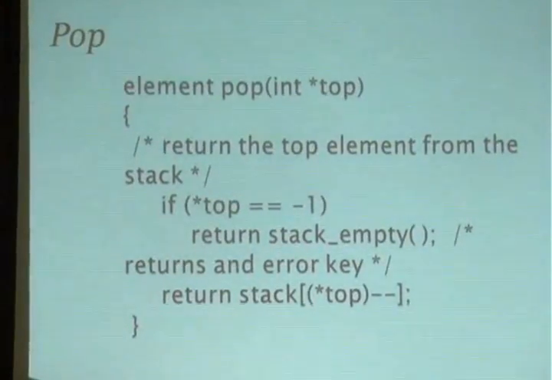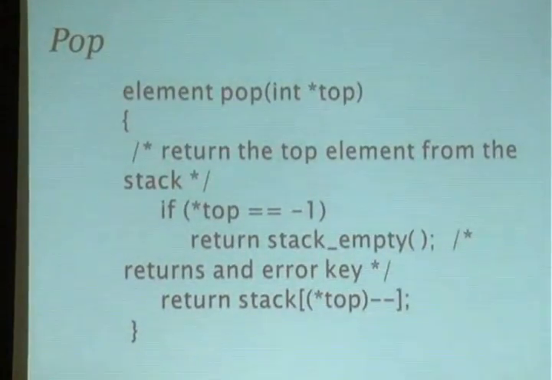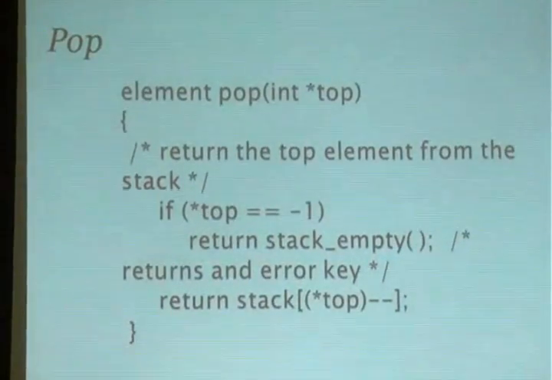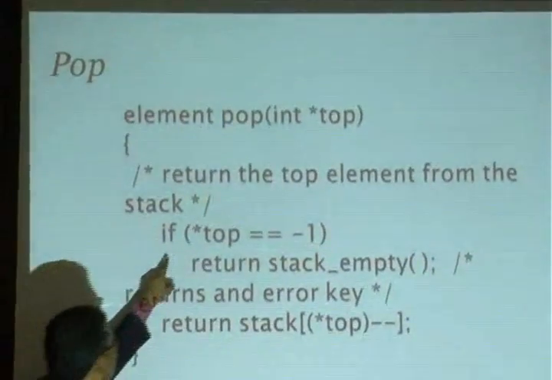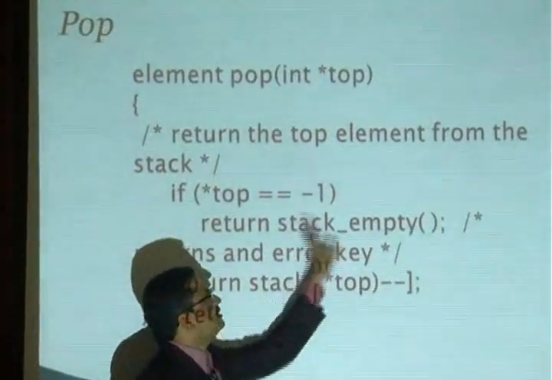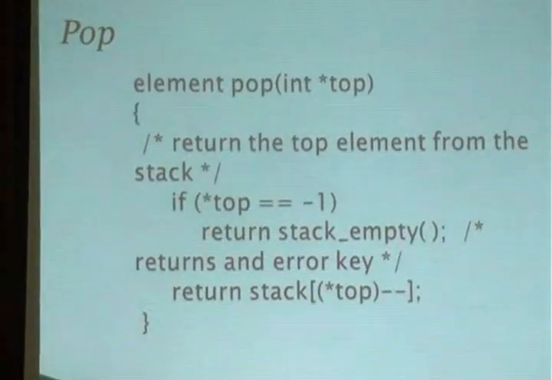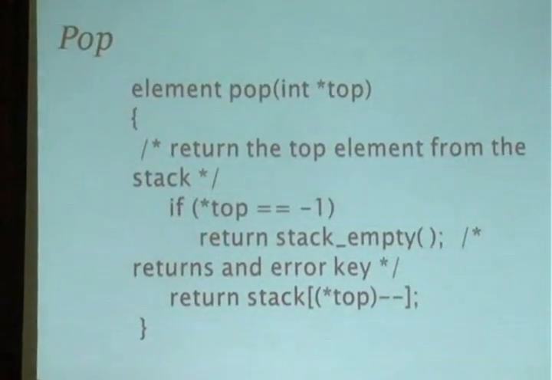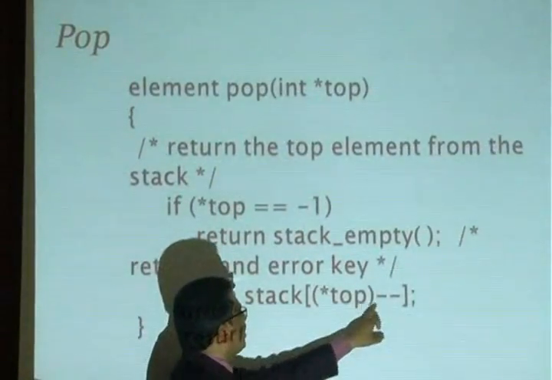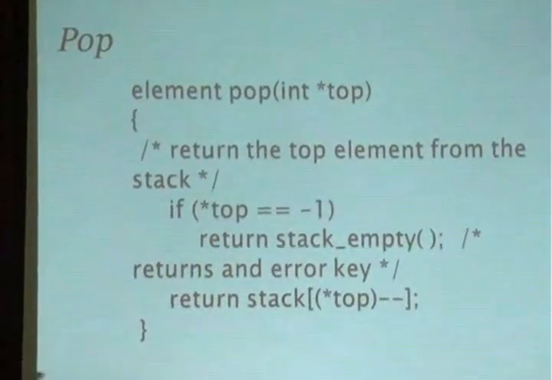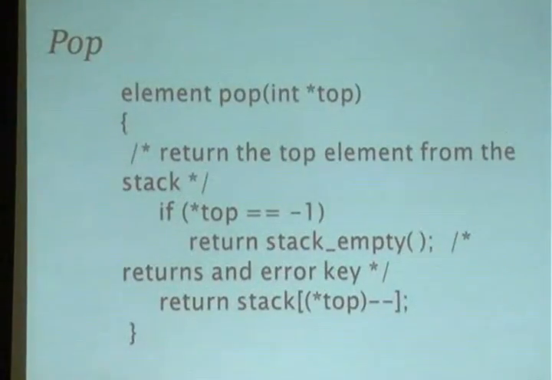If top equals -1, suppose there are no elements in the stack and we are trying to delete an element from the stack, this condition must be true. If top equals -1, then the stack is empty. Otherwise, if there are elements in the stack, then the top element must be deleted. So top minus minus. The top element is returned to the user.